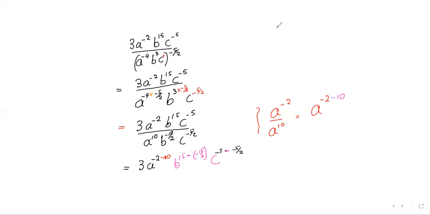Now, that becomes simply 3a^-12. The signs are the same, we add. And this is going to be a plus. It's going to be b^15, negative multiplied by negative is positive. c^-5 plus, negative multiplied by negative is positive.